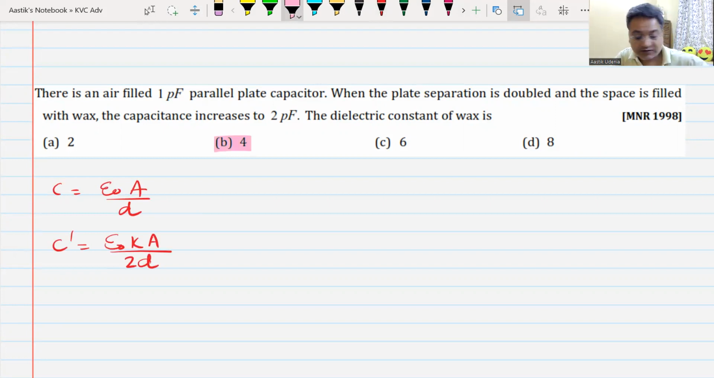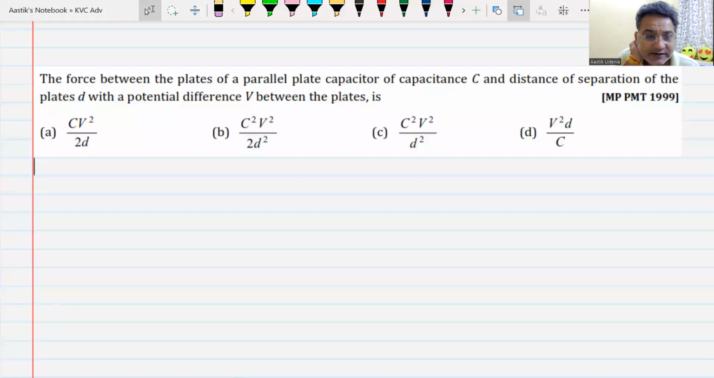Next question, do it fast. The force between the plates of a parallel plate capacitor of capacitance C, distance of separation D, and potential difference V is given by which formula?